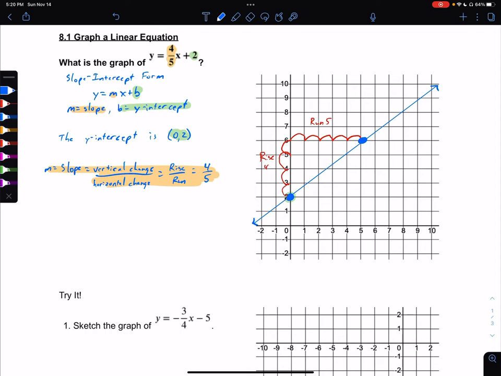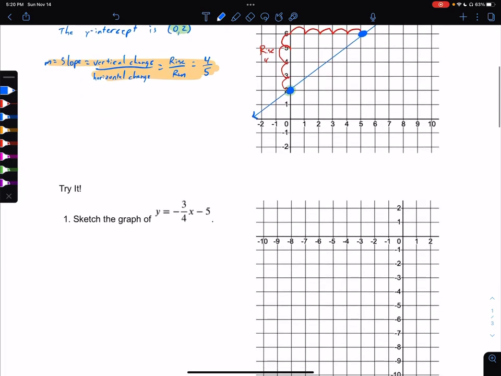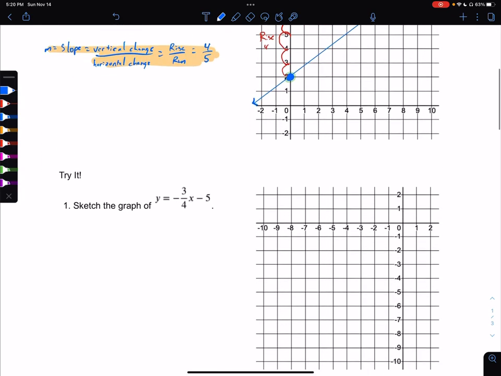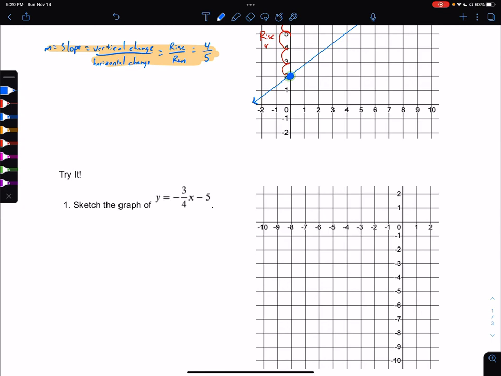So always start with your y-intercept. Once you have the y-intercept point plotted, you would then count from the y-intercept with your rise and your run. Your rise is going to be either up or down, and your run should generally always be to your right. There are going to be some exceptions, and one of those exceptions actually comes up in the try-it example, but it's a little bit of a challenge. I'm going to leave it up to you to see if you can figure that out.